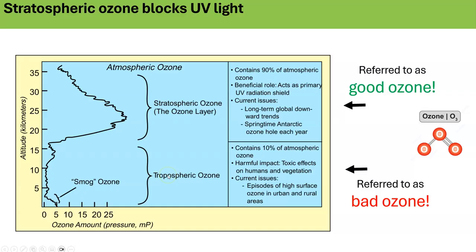Ozone is a toxic molecule. Luckily, most of it is in the stratosphere. About 90% of all ozone is in the stratosphere. So you can consider stratospheric ozone as the good ozone, and tropospheric ozone as the bad ozone. But this chapter is going to be focused on the stratospheric ozone.